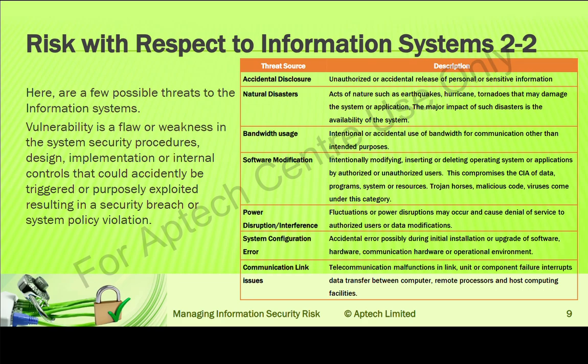And we also have natural disaster, which is earthquake, hurricane, tornadoes that may damage the system or applications. The major impact of such disaster is on the availability of the system. Because once all these things happen, flood and so forth, the availability of the system is breached. The system will not be available.